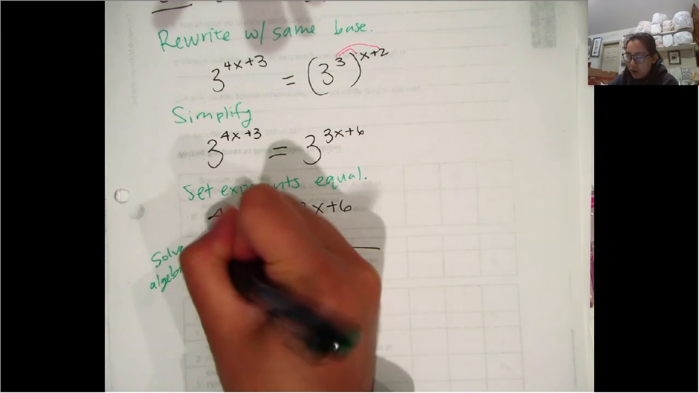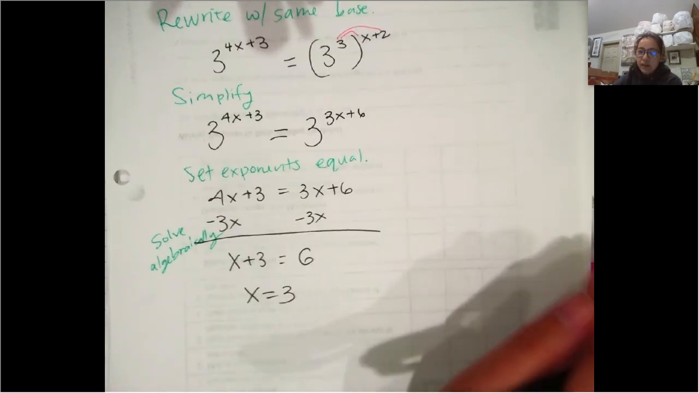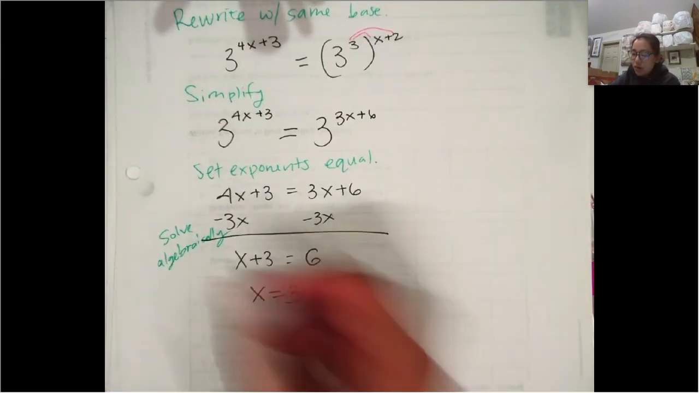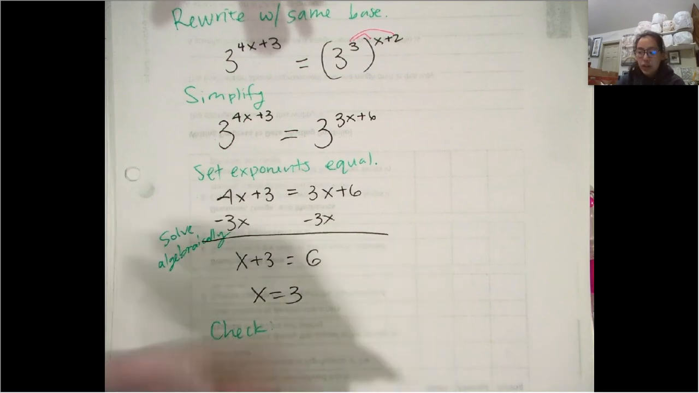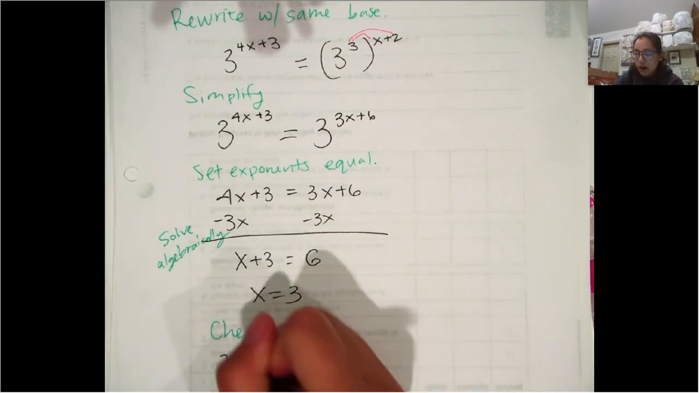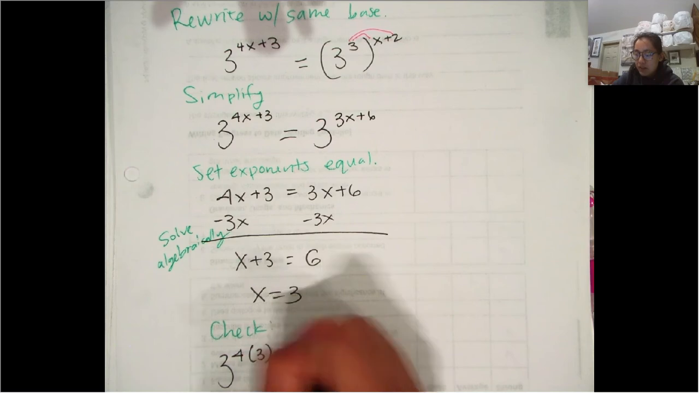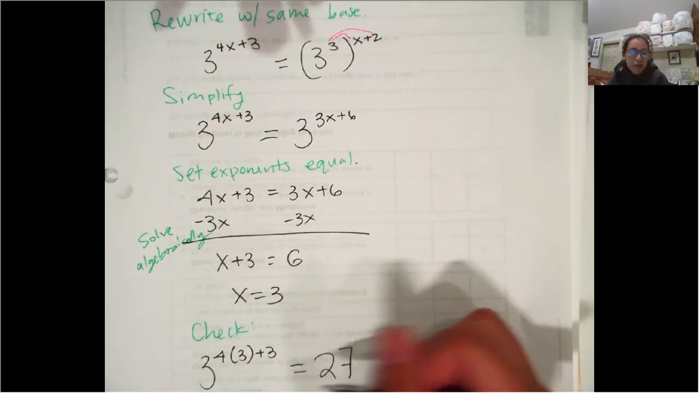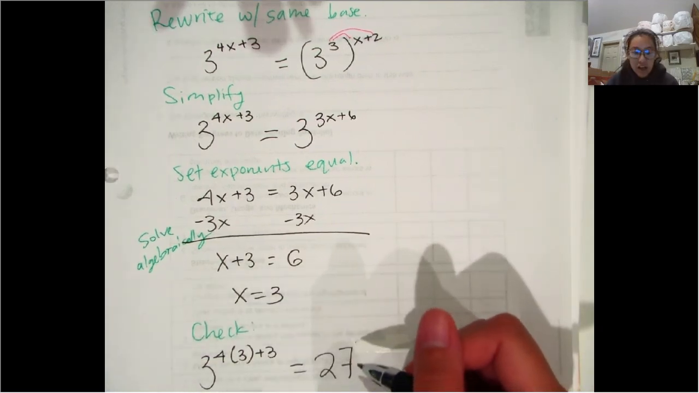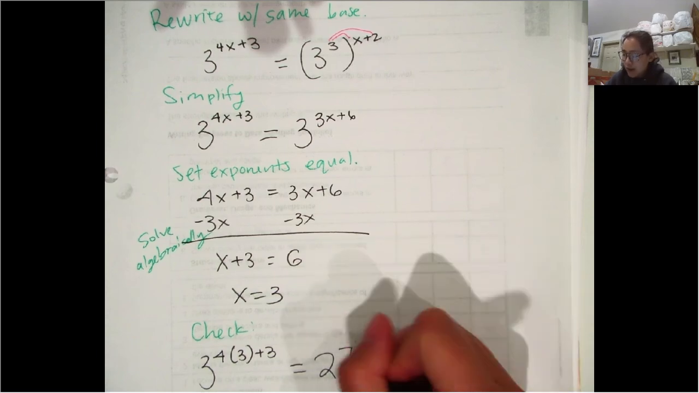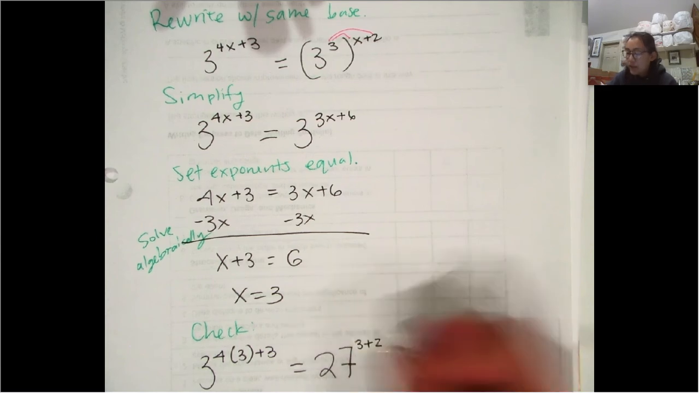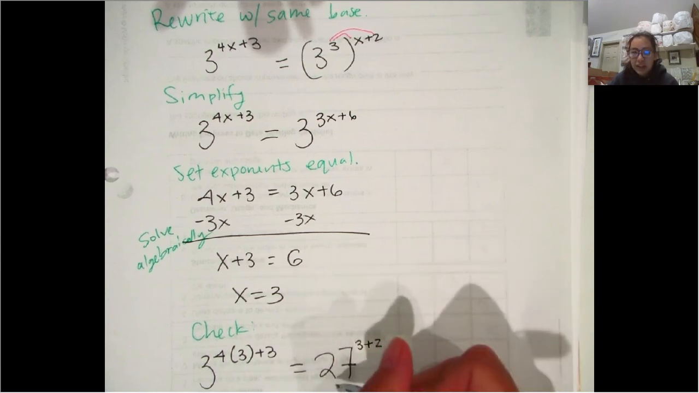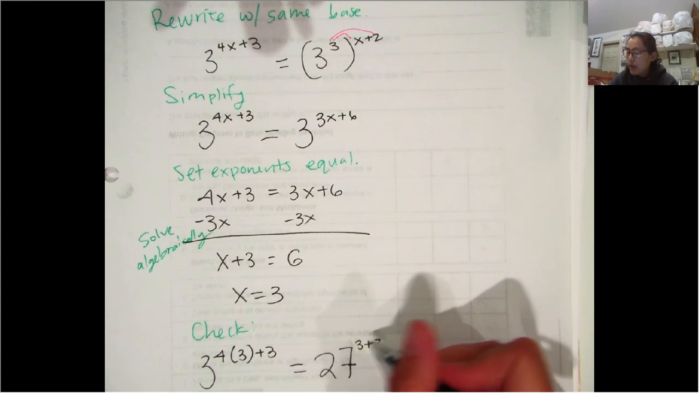And remember, there's always this last step that a lot of you tend to forget, which is checking your work. Check your work. If you check your work, you set x equals 3 into the original equation. And so you have 3 to the power of 4 times 3 plus 3. Does that equal 27 to the power of 3 plus 2?